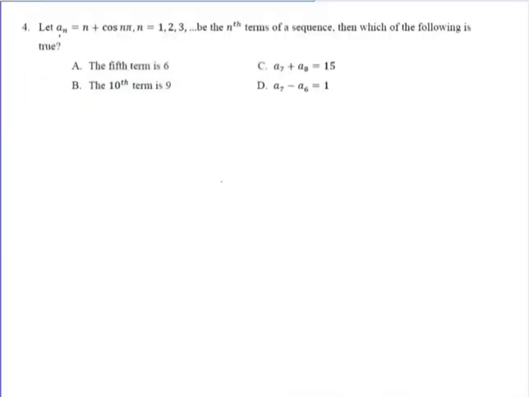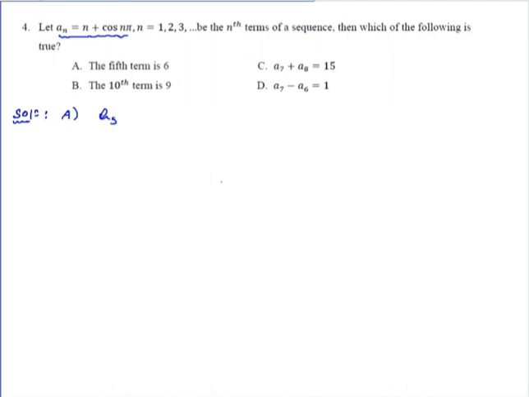Let a_n = n + cos(nπ) be a certain sequence for n = 1 up to infinity. This sequence is given to us. Then which of the following is true? To understand the answer to this, you need to have some background on trigonometry. So you need to read trigonometry before coming to this problem. Anyways, let's see the true statement. In part a, it says the fifth term is 6.